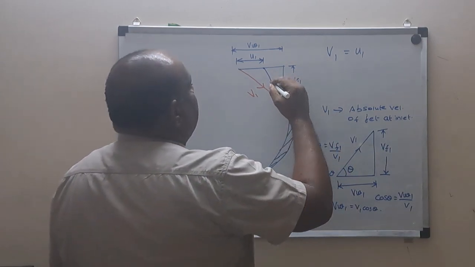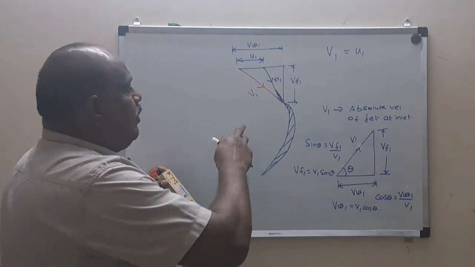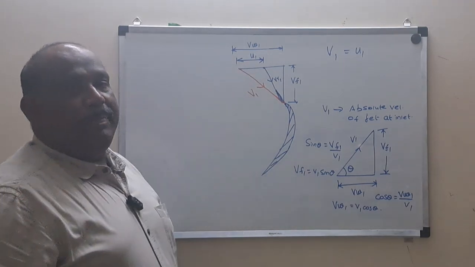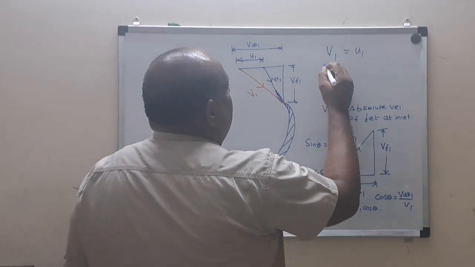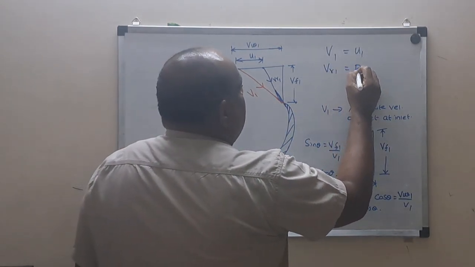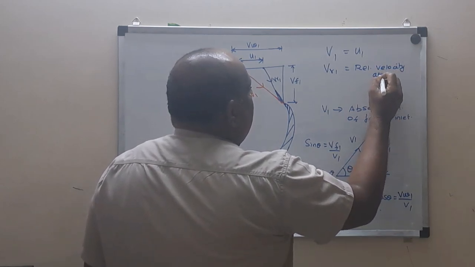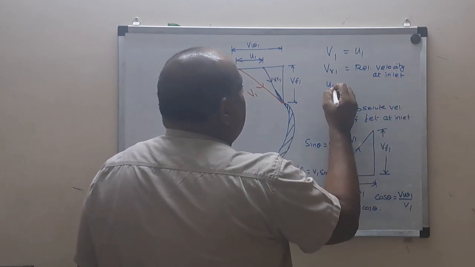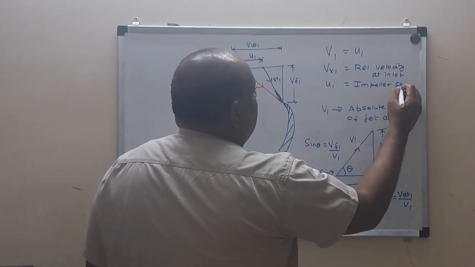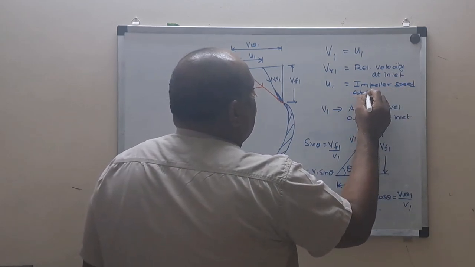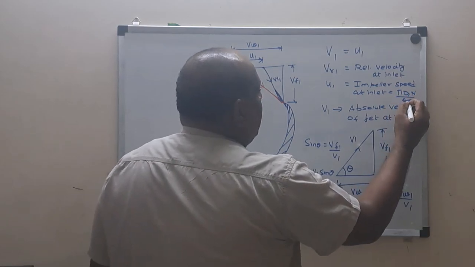This velocity is called VR1. The relative velocity between the absolute velocity of the jet and the impeller speed is called VR1, where VR1 is the relative velocity at inlet. I will make a note. What is VR1? VR1 is nothing but relative velocity at inlet. What is U1? Impeller or vane speed, or impeller velocity at inlet. So what is the formula for impeller speed at inlet? Pi d1 n by 60.